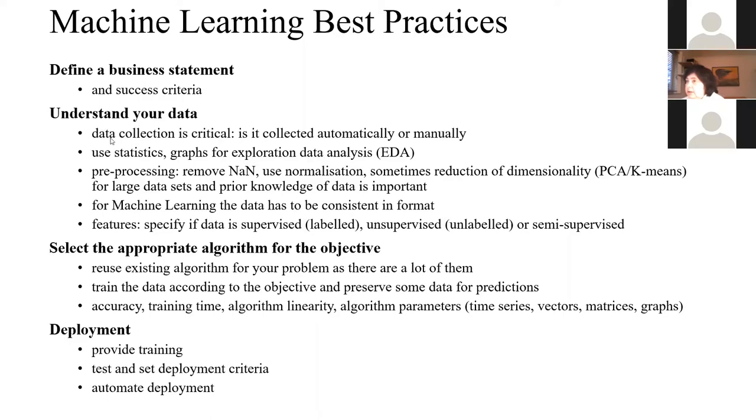For understanding your data, the data collection is critical. So sometimes it's performed automatically, sometimes manually. So you have to do an exploratory data analysis and provide statistics and graphs. Sometimes you need to pre-process the data. For example, remove not a number, use normalization. If you have a huge amount of data, you have to use reduction of dimensionality, for example, PCA or k-means, and then you have to really understand what is important in your data.